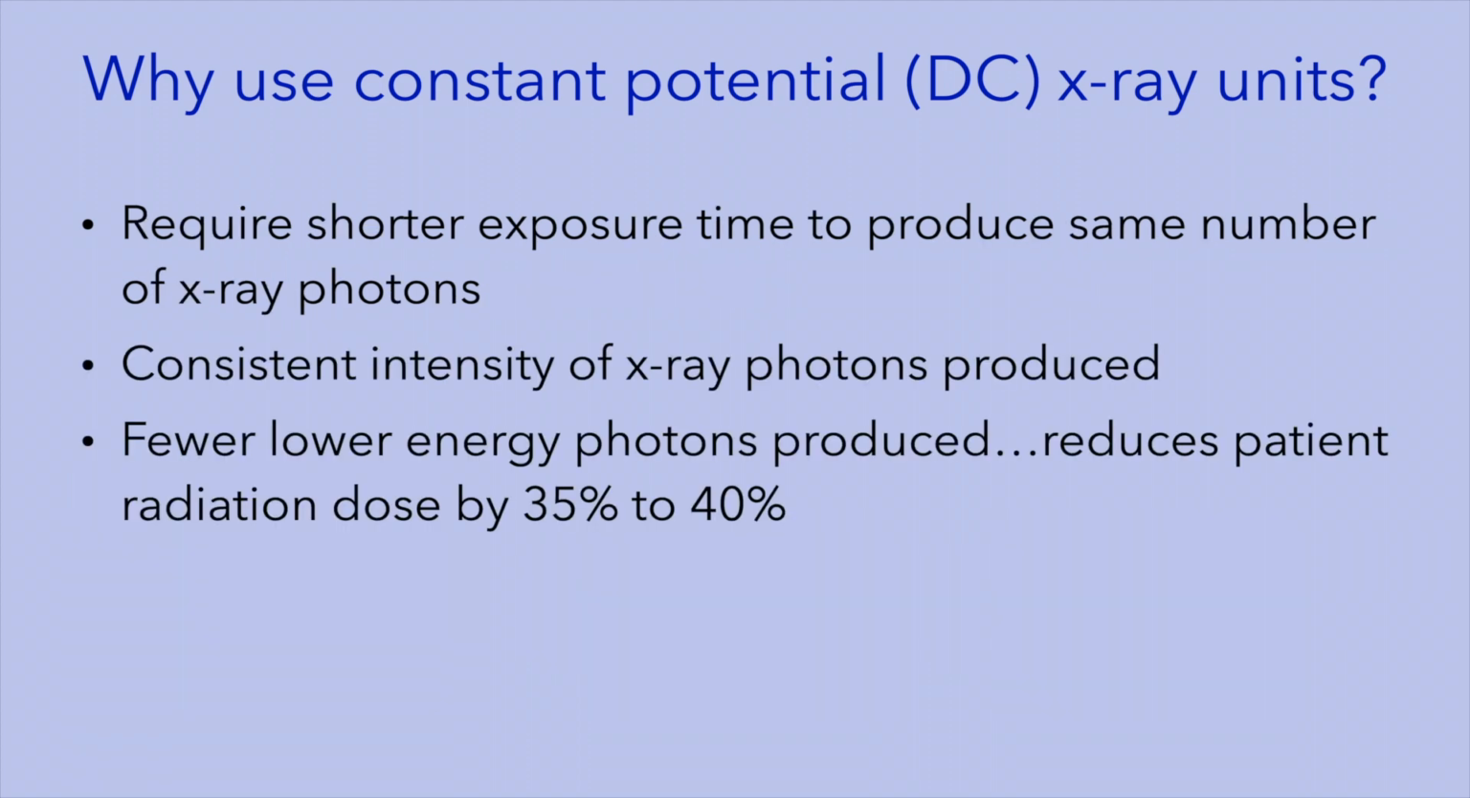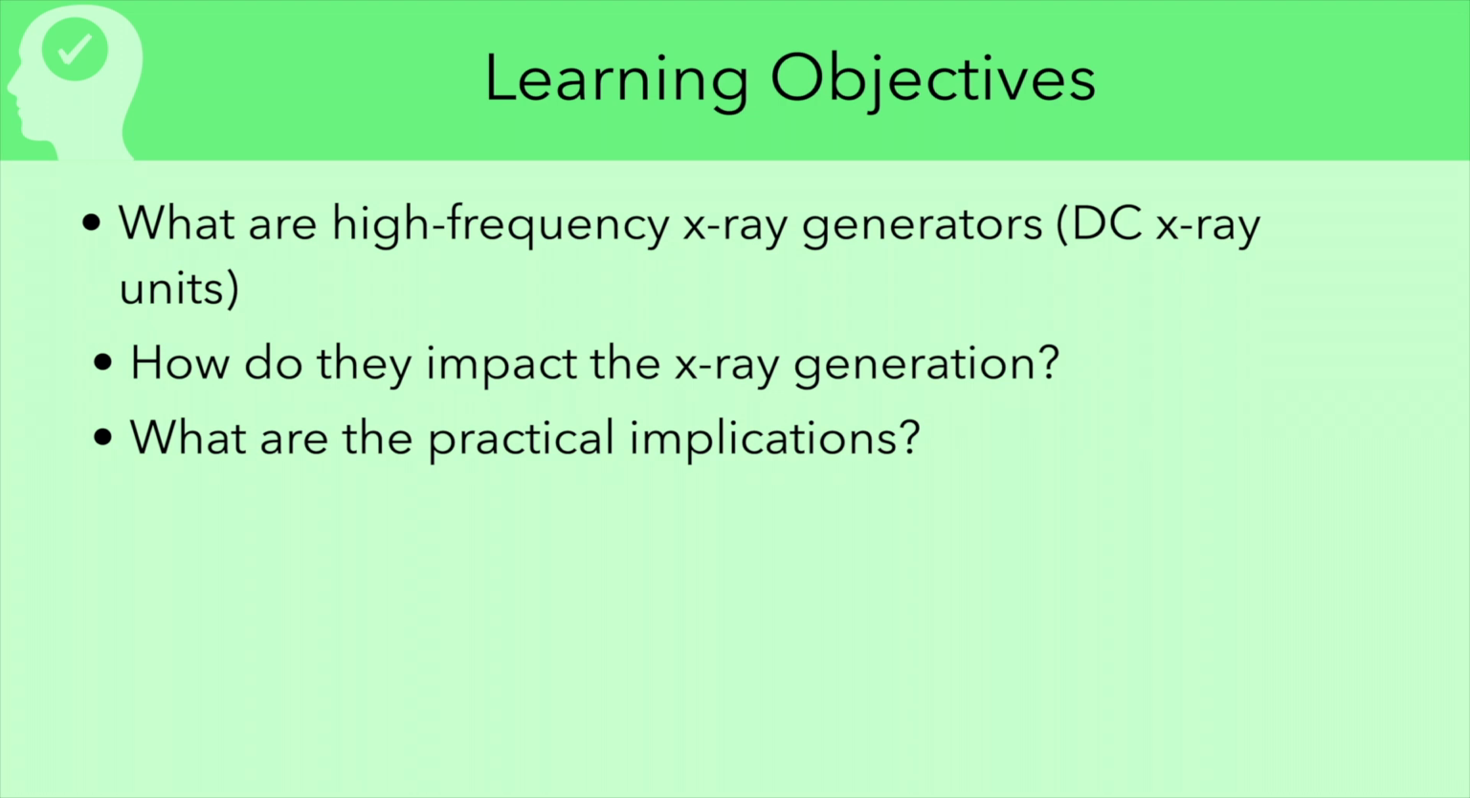So to summarize, the consistency of X-ray production with short exposure times is useful in digital intraoral imaging. Additionally, it also reduces patient dose. Thus, using constant potential X-ray units provides us with advantages in intraoral imaging.